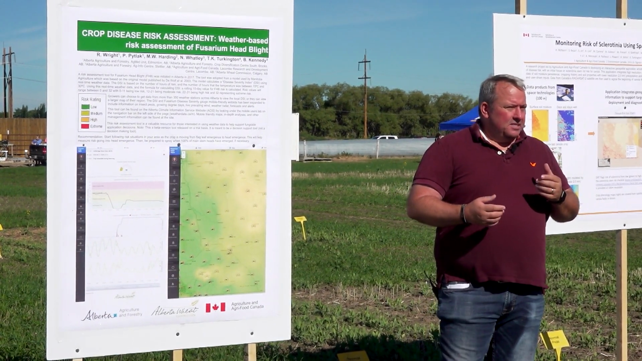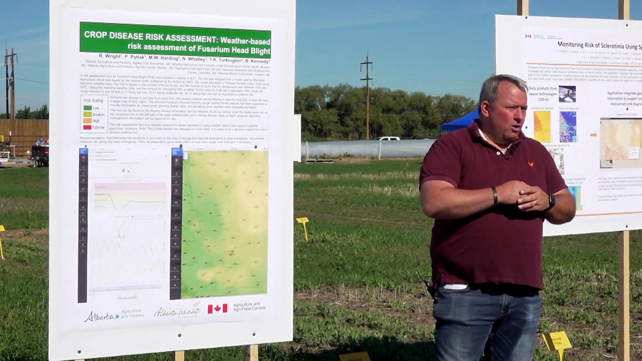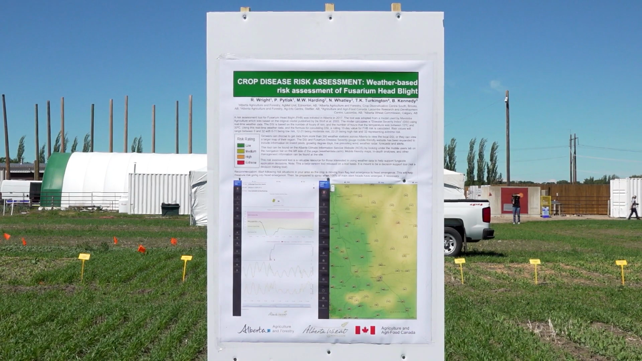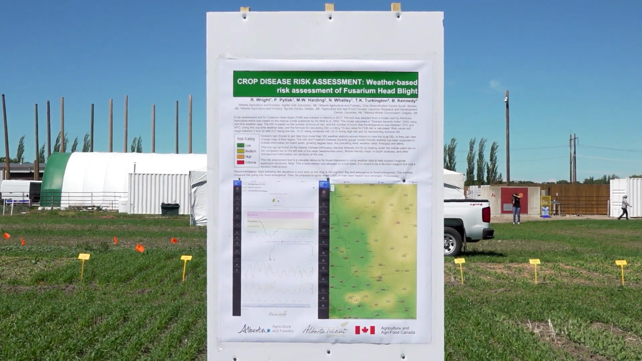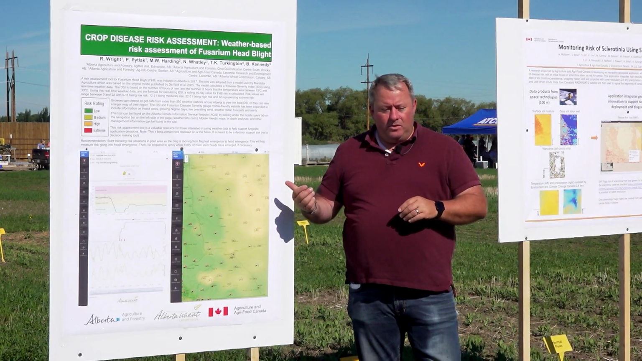So some diseases, like sclerotinia, are really, really weather dependent. We know the fungus is here. We know we don't have true resistance. So it's really up to the weather to decide what's going to happen. And so a disease that's similar to that is Fusarium head blight in wheat.